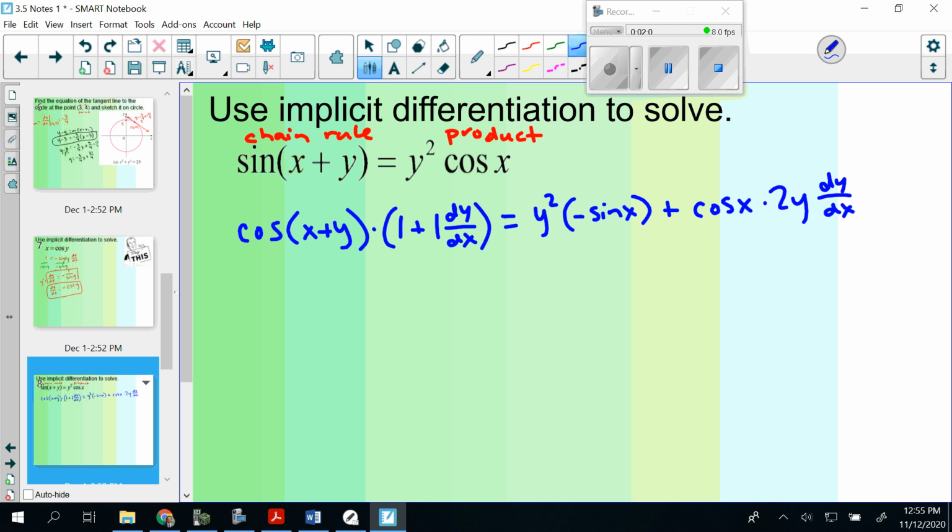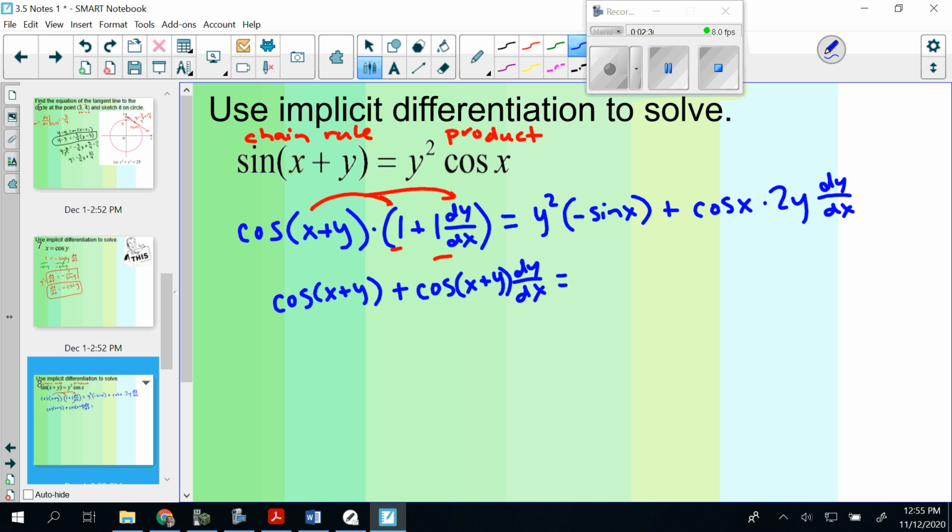All right, so now our goal is to solve for dy dx. Let's start with that left side there. So it appears we got two things inside here. Looks like we're going to need to distribute on that side. So let's start by distributing. Cosine of all this times 1 is just going to be cosine x plus y. Plus, now if we multiply that to the other one, we're also multiplying it to 1, but it has that derivative next to it. So it'd be cosine x plus y dy dx.